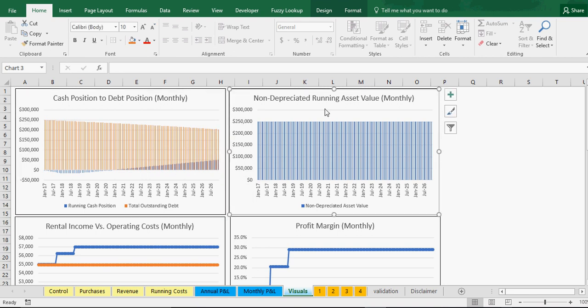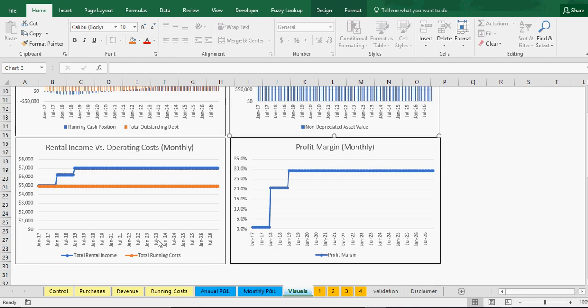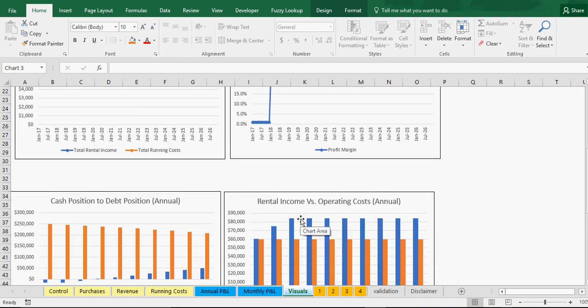Then we have non-depreciated asset value, which is just 250 at the moment. Nothing's changed there. We've got rental income. You can see the step-ups when we add days utilized. The expenses are the same because I just made them the same for every year. Profit margin follows the same kind of deal as the rental income, because our profit margins are going higher as more days are utilized for rent.